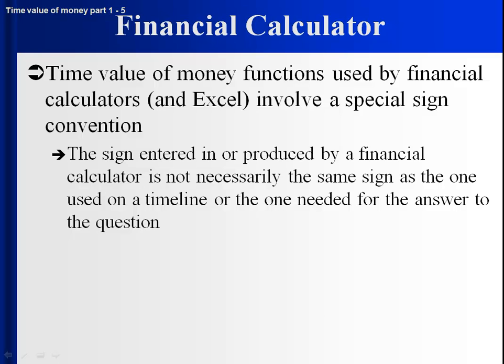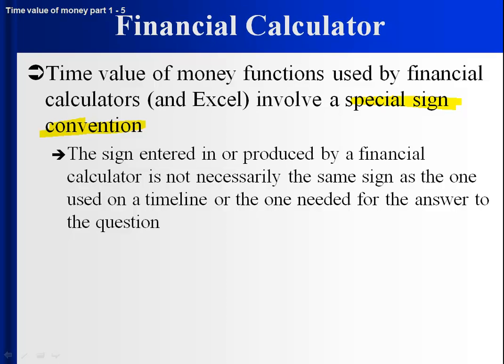One of the things that makes it challenging is that financial calculators, and Excel as well, and any kind of spreadsheet, have a special sign convention. I mentioned that there's this relationship with all 5 variables. It's an equation. What it captures is that the value of inputs equals the value of outputs. So you need some negatives and some positives.